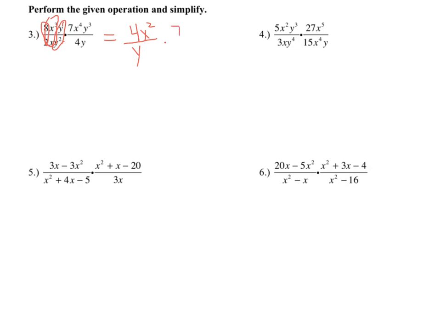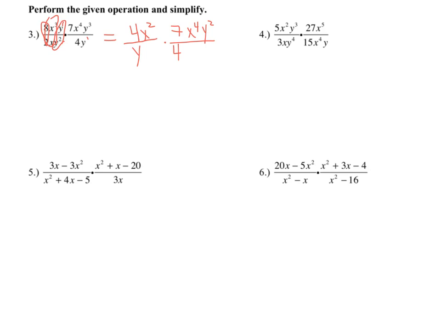So the second fraction, 7 doesn't divide evenly by 4. We have x to the 4th. And then we have y cubed over y to the first, which would leave us with y squared.